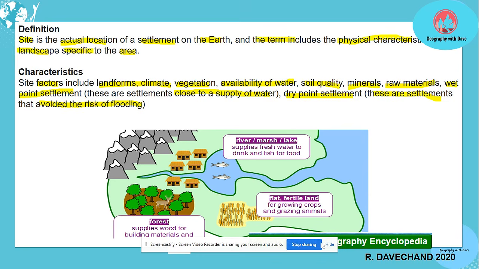So let's look at this, learners. If you look here, we will see that in this case, the site factors will be the river or the marsh or the lake. All right. And this will supply fresh water, possibly fish, for food also. The water could be used for the farming. Then the forest, another site factor here, which supplies wood for building materials. You can build your houses, etc., with the wood.